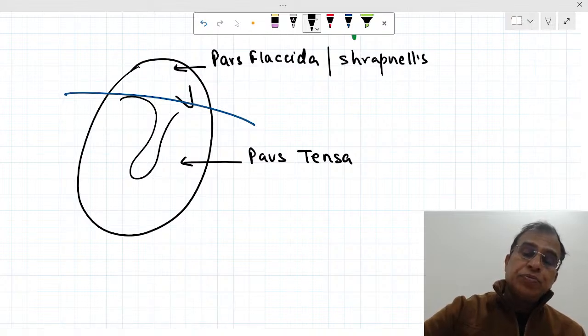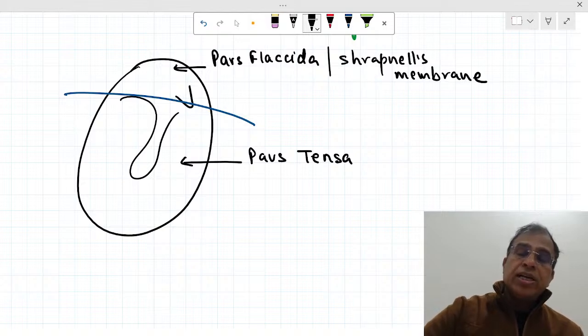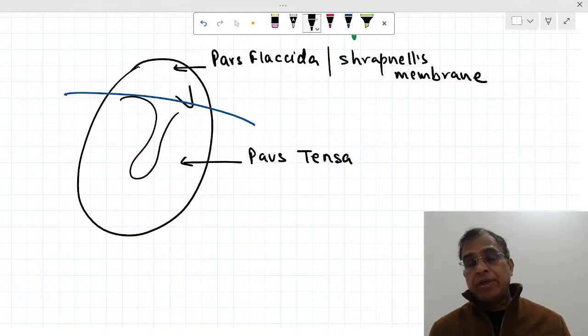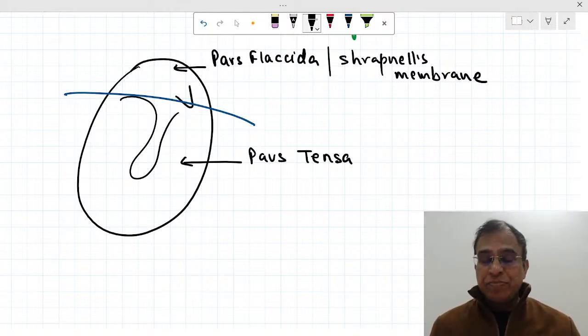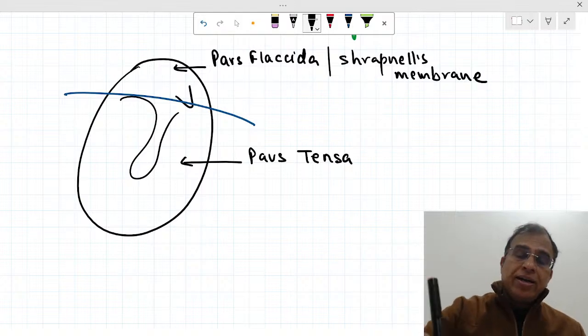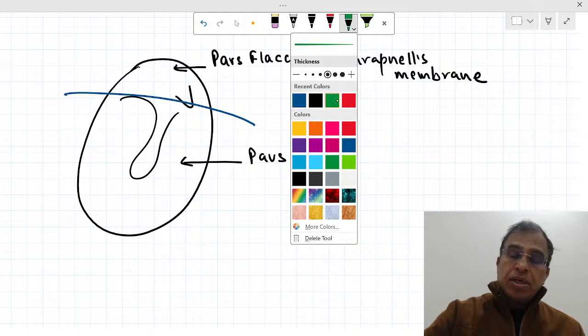This is an MCQ. Which of the following structures is called Shrapnell's membrane? This is how they ask a question. Which of the following is Shrapnell's membrane? Pars flaccida is the Shrapnell's membrane. Remember that, very important. Now we have divided the tympanic membrane into two parts, pars tensa and pars flaccida. Pars tensa is further divided into four parts.